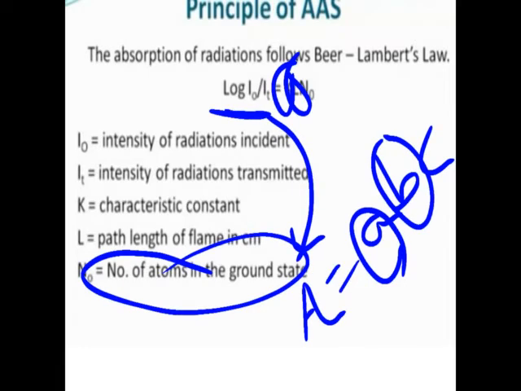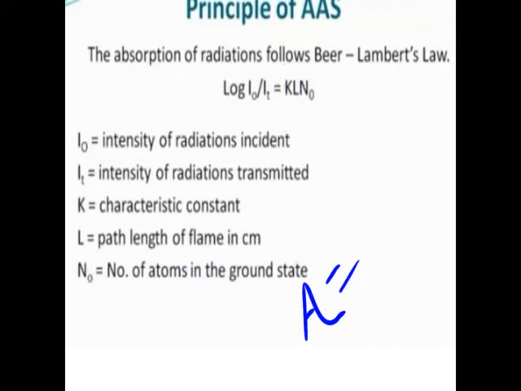Okay, so this is the Beer-Lambert's law in case of atomic absorption spectroscopy. So once again I will explain. A is equal to abc in case of UV visible. A is absorbance, which is log of I0 upon IT. Small a is the absorptivity, which is the constant. Here instead of that, K is there, which is the constant. Then b is the path length in UV spectroscopy. Here L is also the path length, but it is the path length of the flame.